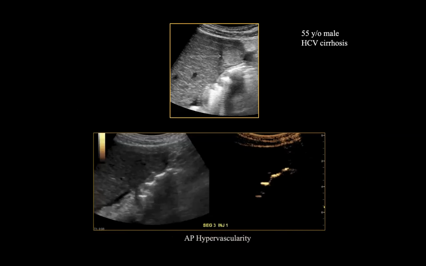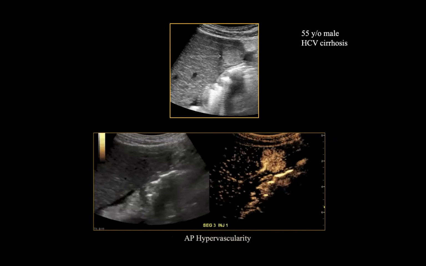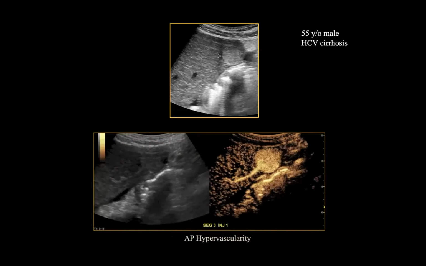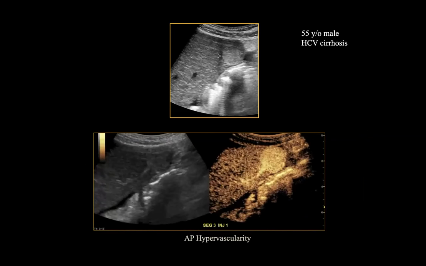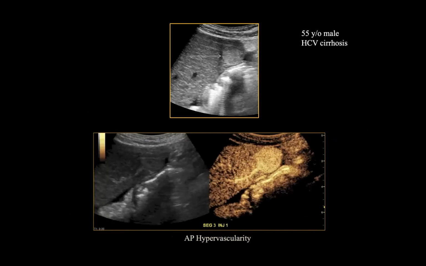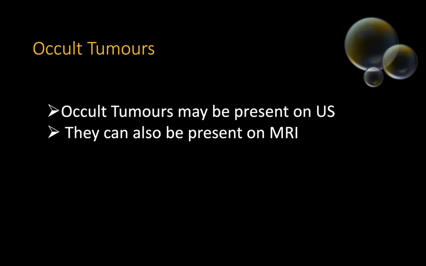And so if we watch the actual real-time acquisition of this, you can see that when we inject our microbubbles, virtually within seconds, within a few frames, we go from having no enhancement to having very incredible enhancement of our feeding artery, of our tumor, and also of the liver parenchyma. Now, let's go from there and talk about occult tumors.